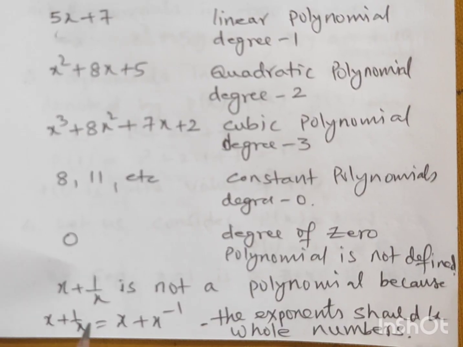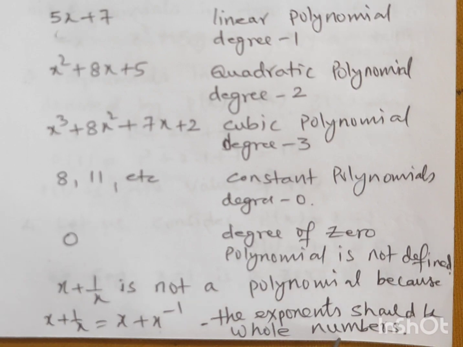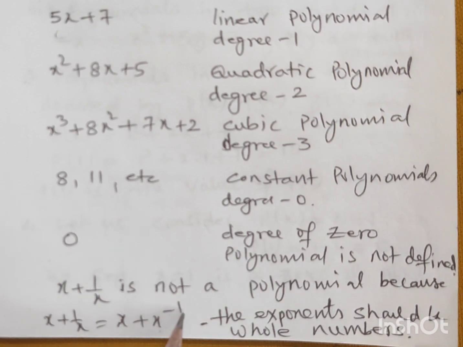x plus 1 by x is not a polynomial, because we can write x plus 1 by x equal to x plus x to the power minus 1. The exponents should be whole numbers, and this is minus 1, which is not a whole number, so this is not a polynomial.